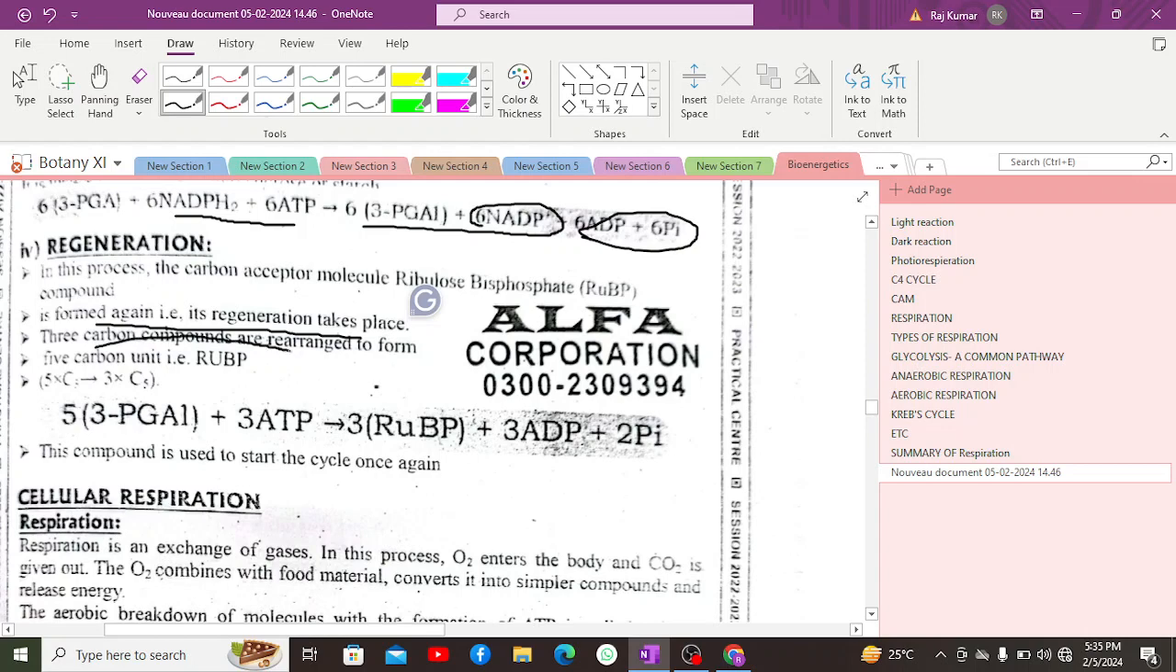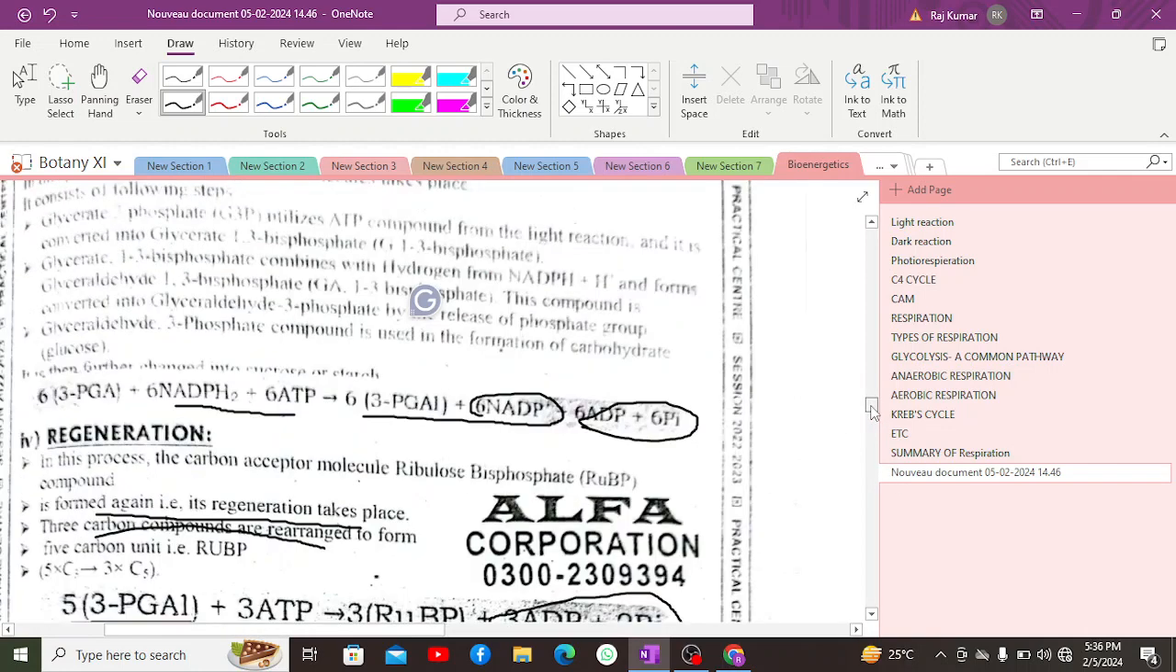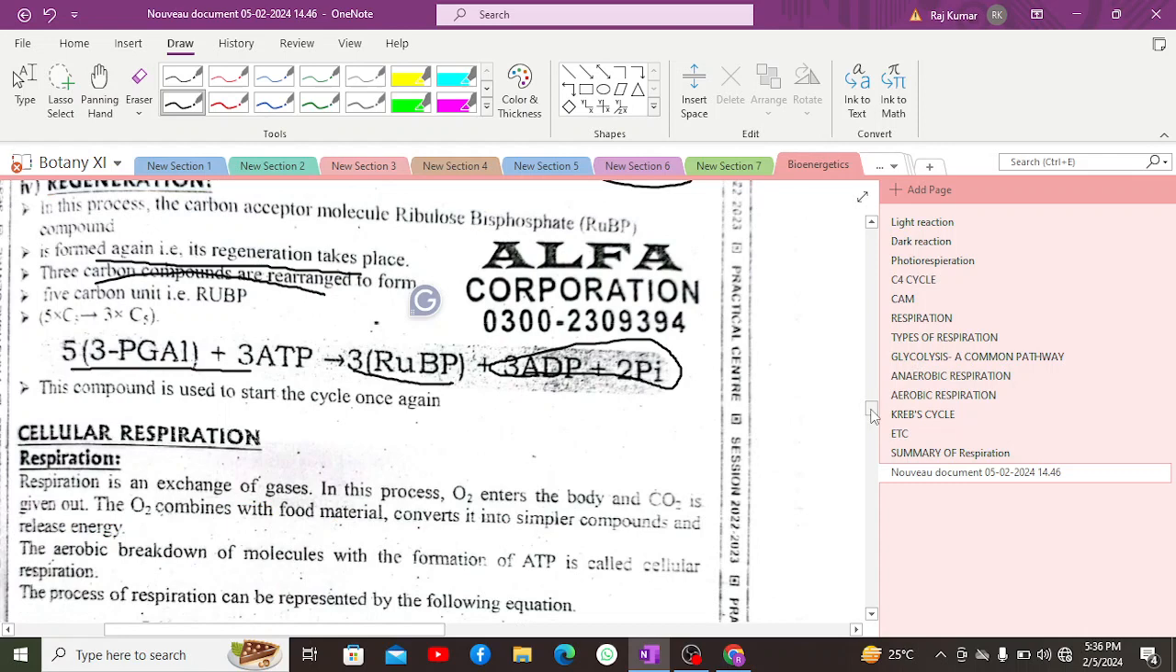3 carbon compounds are arranged to form a 5 carbon unit, such that here 5 3-phosphoglyceraldehyde react with 3 ATP to form 3 ribulose bisphosphate, 3 ADP plus 2 inorganic phosphate. So now we have utilized 3 ATP here, 6 ATP previously, 9 ATP in one Calvin cycle, and this Calvin cycle occurs 2 times. Because we want hexose, and one turn gives us a triose, 2 turns will give us 2 triose, which will be further converted into hexose.